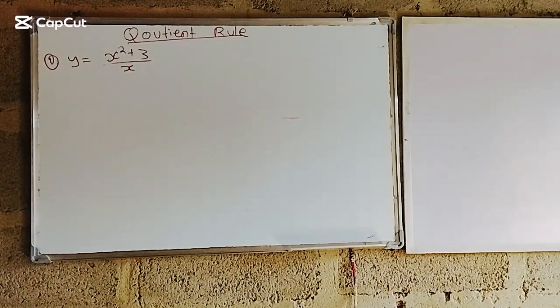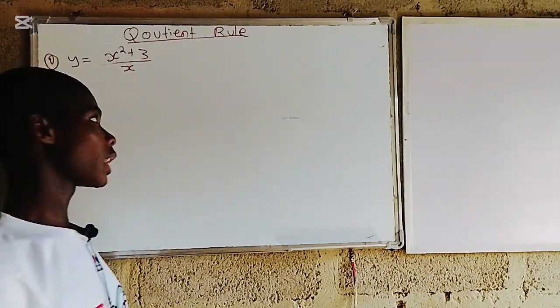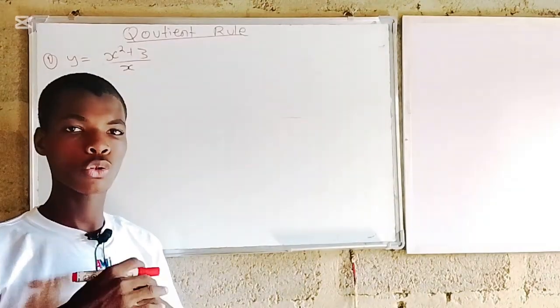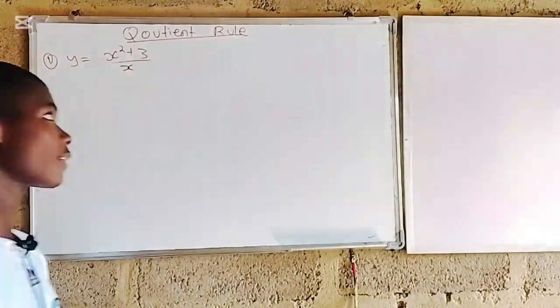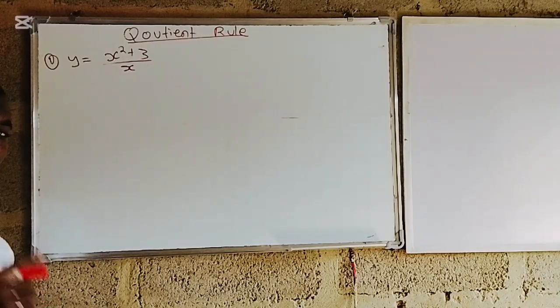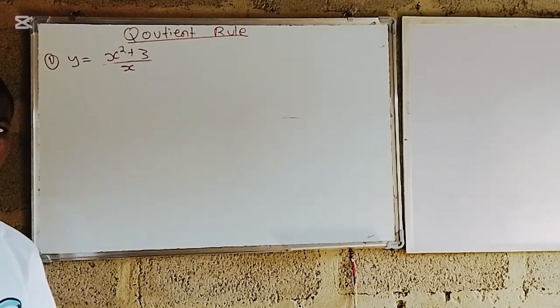In this tutorial, we are going to see the quotient rule. I introduced the quotient rule where I give the formula and one example. So today we are going to see at least four examples on the quotient rule. This video is very important. Please stay and watch each step.